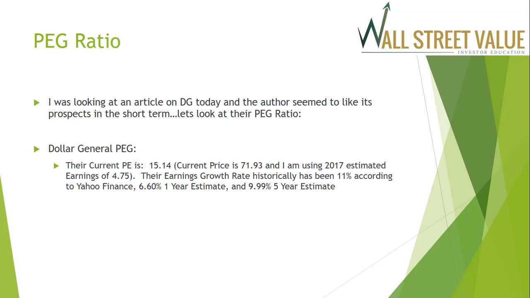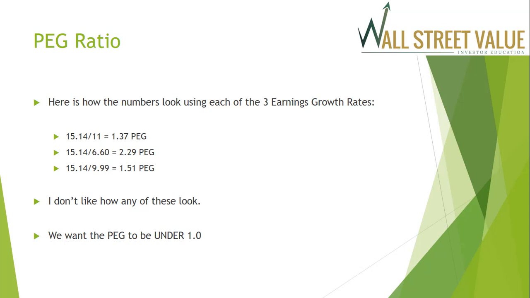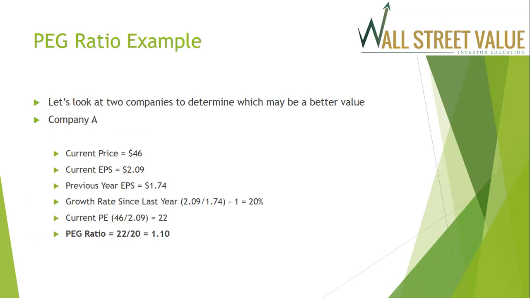Their growth rate historically has been 11%, according to Yahoo Finance, 6.6% for their 1-year estimate, and just a hair under 10% for the 5-year estimate. So here's how the numbers look using each of those growth rates. In all 3 examples, I got a PEG ratio well over 1.0, so I don't like how any of these look. We want the PEG ratio to be under 1.0.